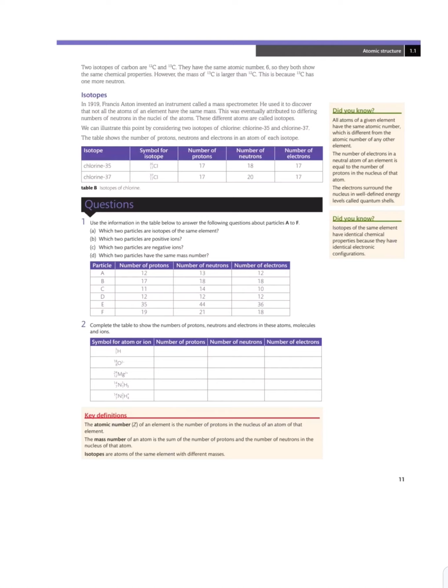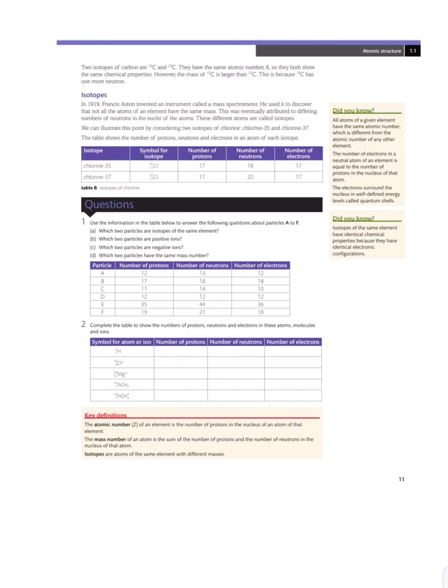Two isotopes of carbon are carbon 12 and carbon 13. They have the same atomic number, so they both show the same chemical properties because they have the same number of electrons, and therefore, if they've got four electrons in the outer shell, we know they can make four extra bonds, and that's why they've got the same properties. However, the mass of carbon 13 is larger than carbon 12. This is because carbon 13 has one more neutron.